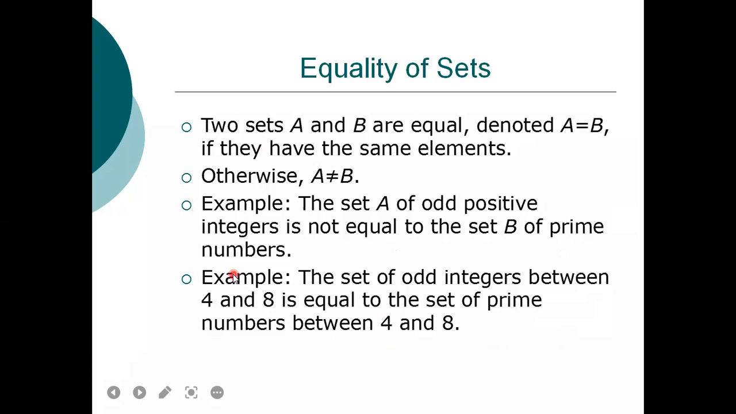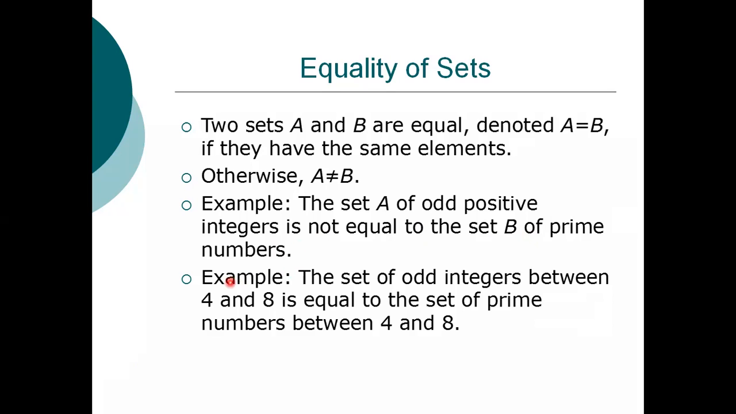Now, equality of sets. When will two sets be equal? Two sets A and B are equal, denoted by A equals B, if they have the same elements. Otherwise, A doesn't equal B. For example, the set A of odd positive integers is not equal to the set B of prime numbers. A prime number, you must know, is a number which is divisible only by 1 and by itself. So not all odd numbers are prime numbers. This is why they are not equal.